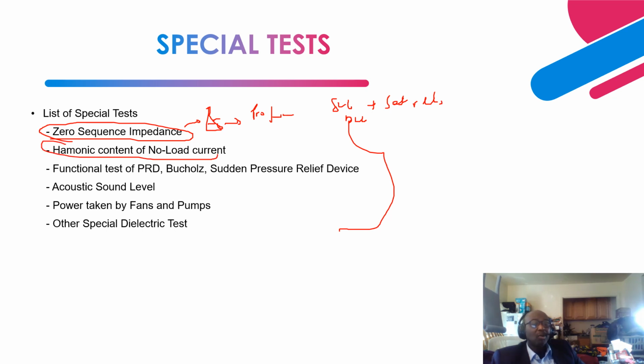Next is the harmonic content of the no load current. As part of the differential protection, there's something they call magnetic inrush, right? Magnetic inrush can be a nuisance and can cause the transformer to trip during energization if you don't have the proper setting in place. Most often than not, these transformers come from the factory with a factory default, and it is up to the protection relay engineer to update the settings based on actual data.